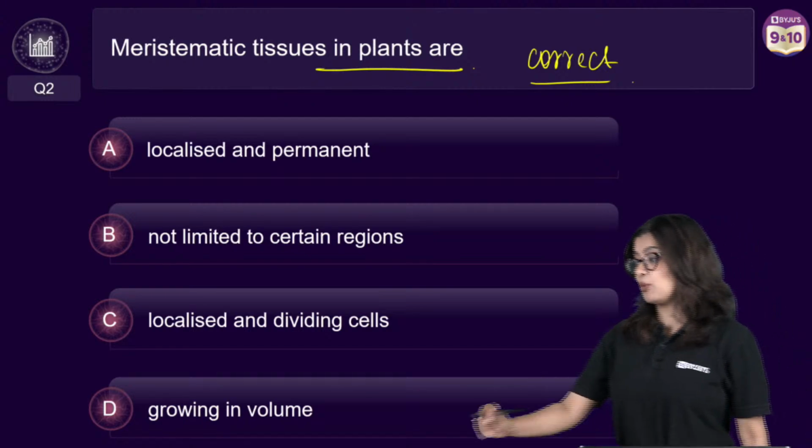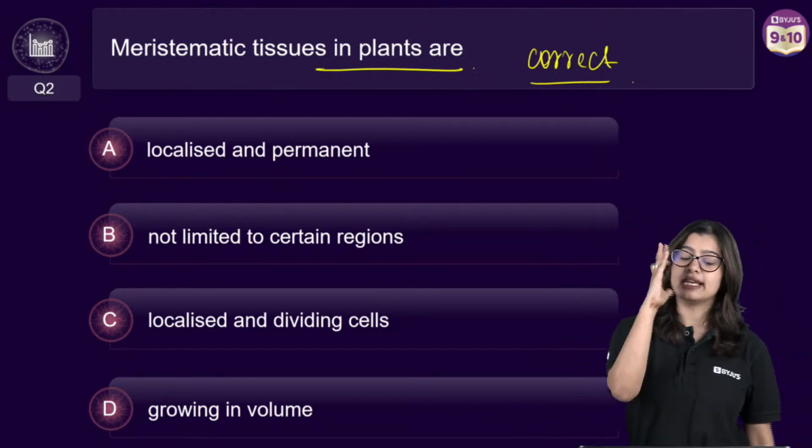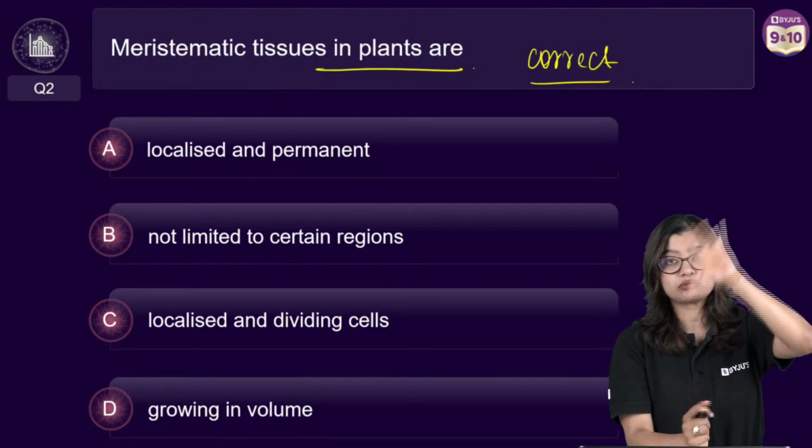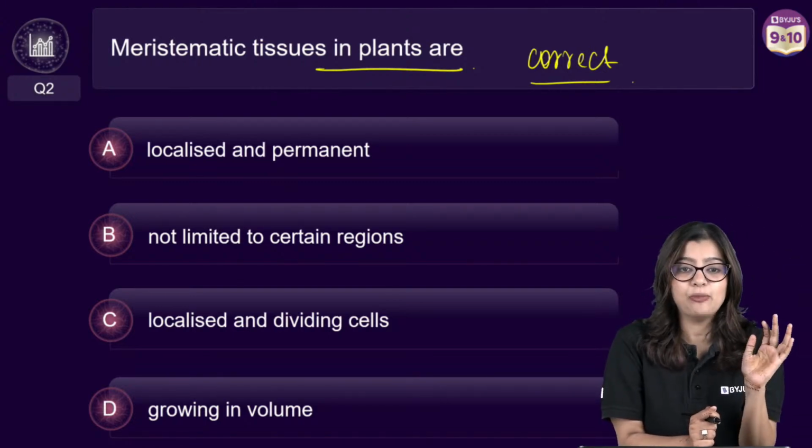Somebody asked me, ma'am, is it going to be the nucleus which is involved in cell division? Yes, nucleus has a very important role.